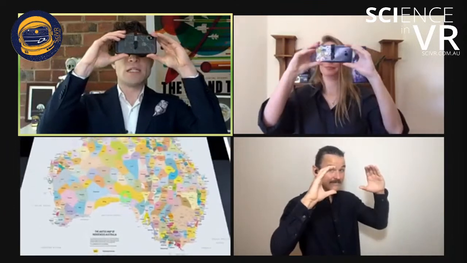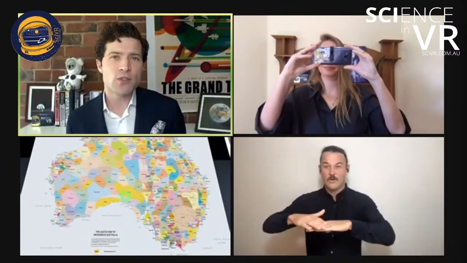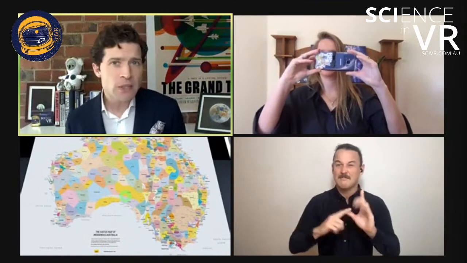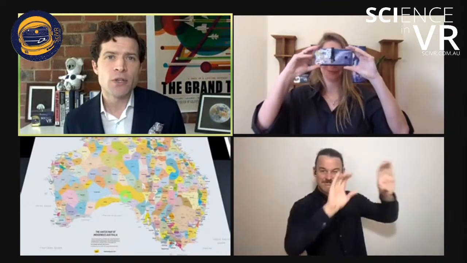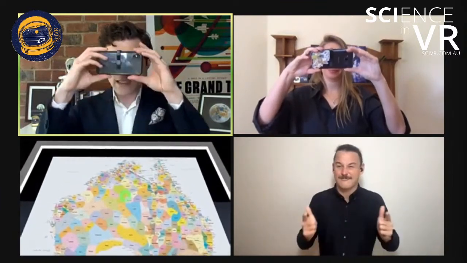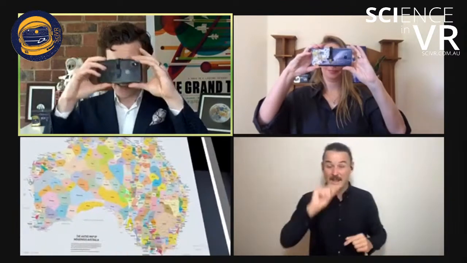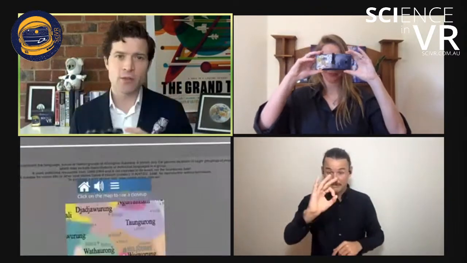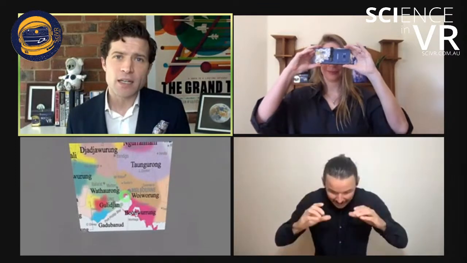Off to the left, you see a wonderful map of Australia, perhaps in a way you've never seen before. These are the language groups of the indigenous people, hundreds of diverse language groups across the country. You'll be able to click on a region and essentially get a little zoom in down below.